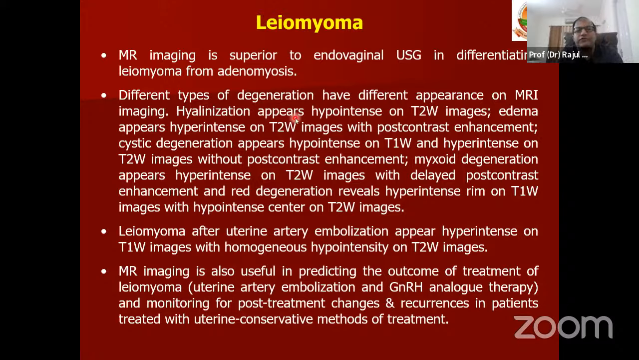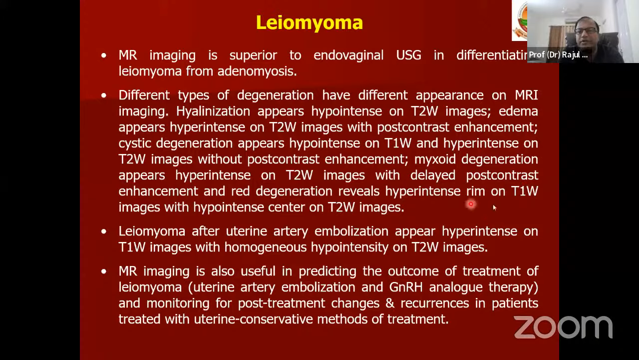Different types of degeneration can have different appearances on MRI. If hyalinization is there, it will appear hypointense on T2 weighted images. If there is edema, it will appear hyperintense on T2 weighted images. If there's cystic degeneration, it will appear hypointense on T1 and hyperintense on T2 without post-contrast enhancement. If there is myxoid degeneration of fibroids, it will be hyperintense on T2 weighted images with delayed post-contrast enhancement.